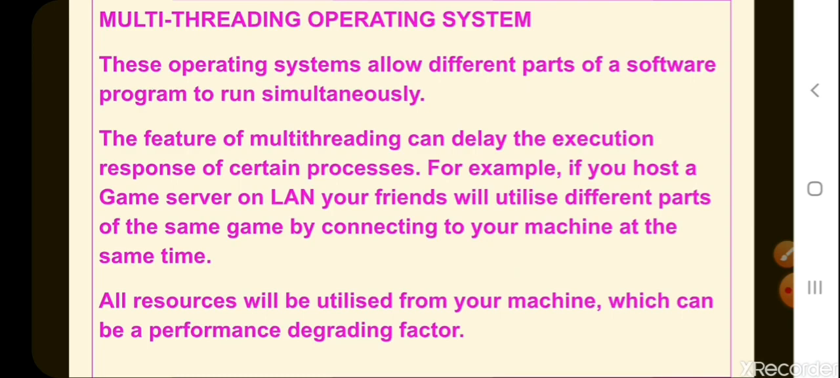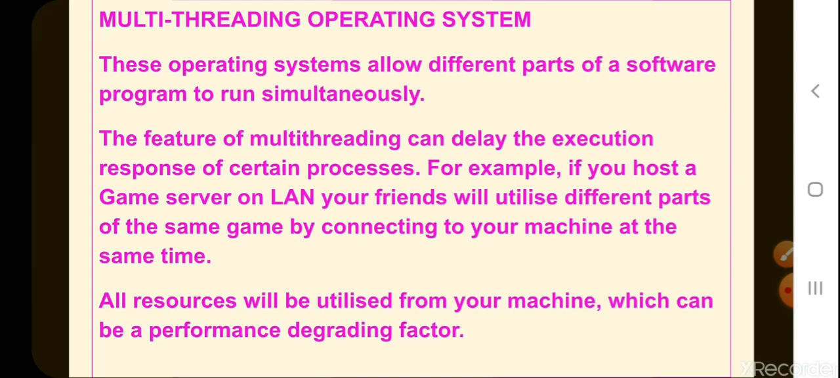The next type of operating system is the multi-threading operating system. So what are multi-threading operating systems? These operating systems allow different parts of a software to run simultaneously. A software can consist of different parts or modules, which are also called threads of the software. The multi-threading operating system allows different threads of the same software to run simultaneously.